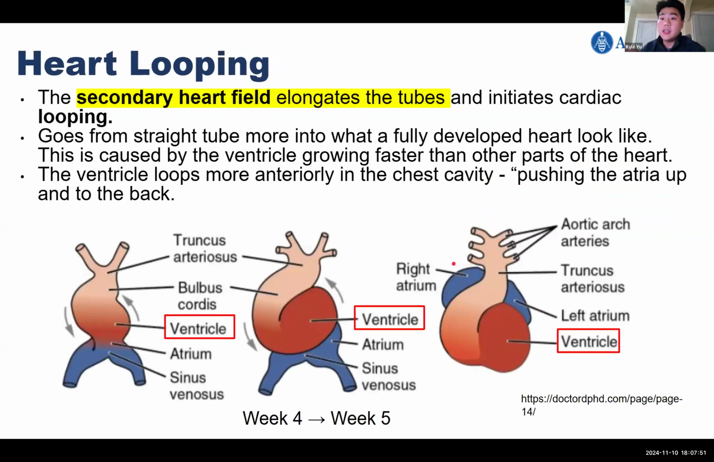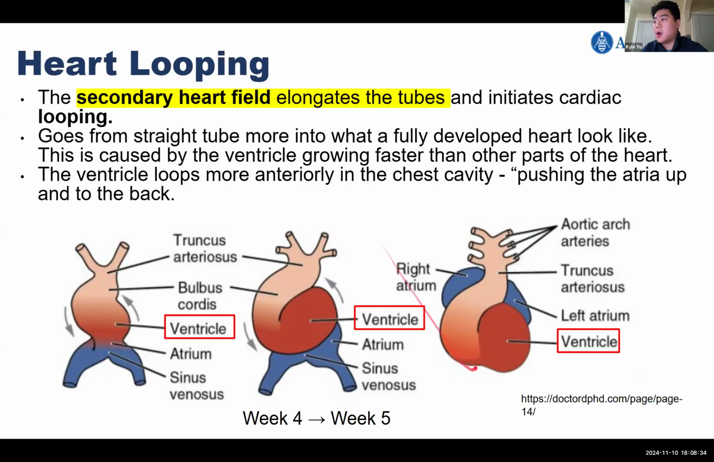Right. So the secondary heart field is responsible for elongating the tube and initiating the looping of the tube. We're going from this linear, tubular structure to the asymmetric shape it has in a fully developed heart. There's a lot of asymmetry with the heart if you look at diagrams. What's responsible for that is that the ventricle grows out much more quickly than the atrium, which is also represented in the actual size of the atrium versus the ventricles. This pushes the heart out into your chest and causes that asymmetry.